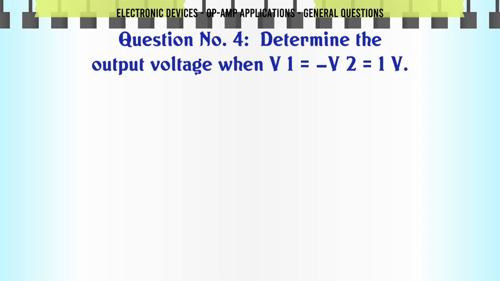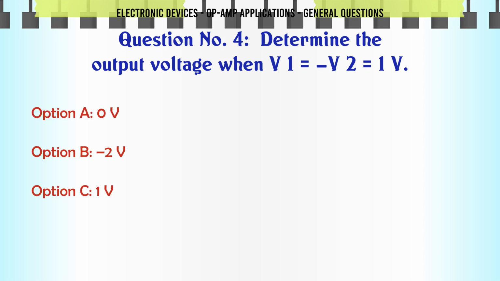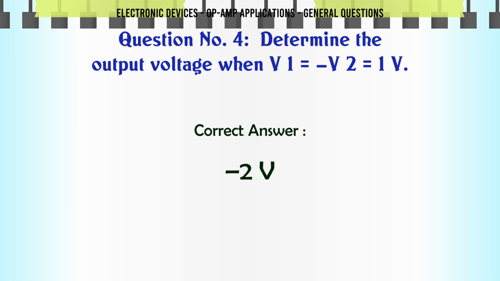Determine the output voltage when V1 = V2 = 1 V. A: 0 V. B: 2 V. C: 1 V. D: 2 V. The correct answer is 2 V.